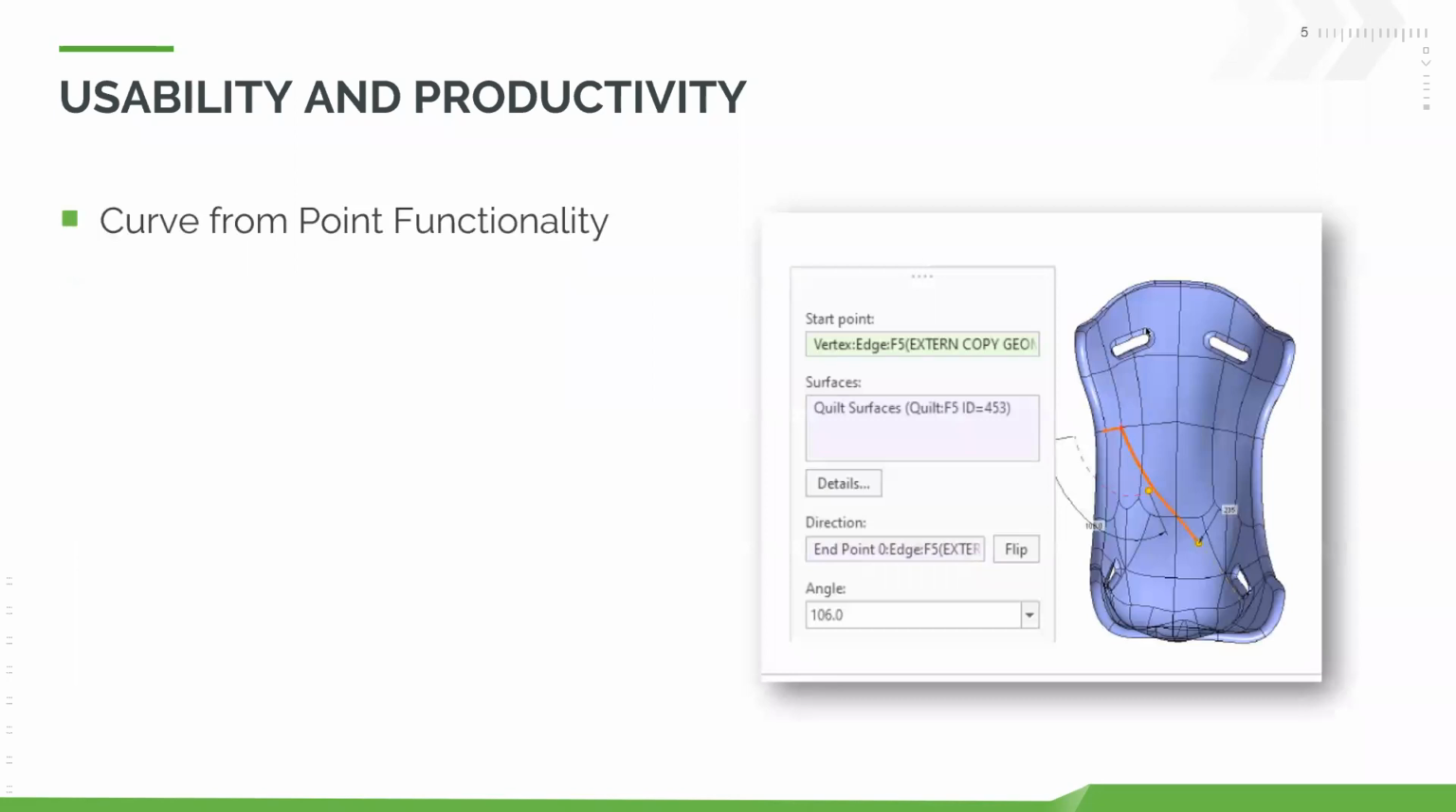We have the ability here now to do a curve from point function. You basically just define a point, give it a direction, and it allows you to build a curve off of that. This is something that was highly requested, something that a lot of our surfacing users have requested. So we've built that in now as well. So that's a very welcome function.